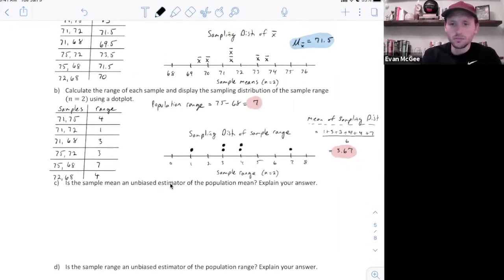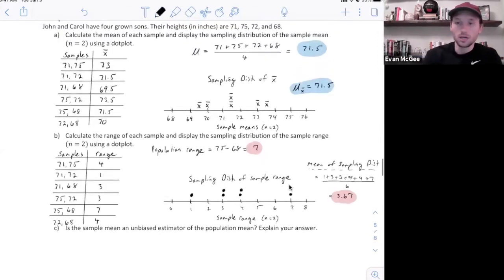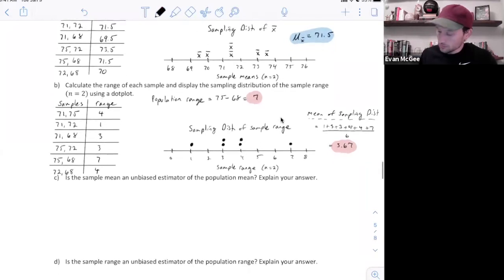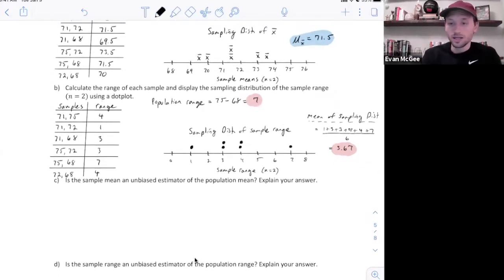Is the sample mean an unbiased estimator of the population mean? Explain your answer. Look up at the sampling distribution of X bar, the sample mean. Since the mean of the sampling distribution is equal to the population mean, the sample mean is an unbiased estimator. The next question: is the sample range an unbiased estimator of the population range? Explain your answer. The answer is no, because the mean of the sampling distribution of the sample range is not equal to the population range. If they're unbiased estimators, then they would be equal.